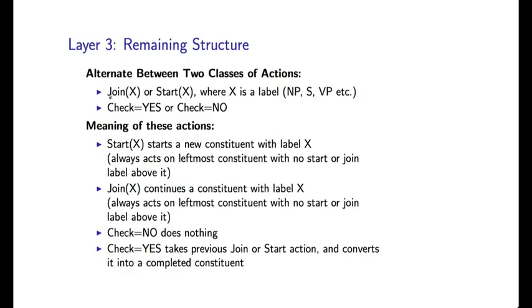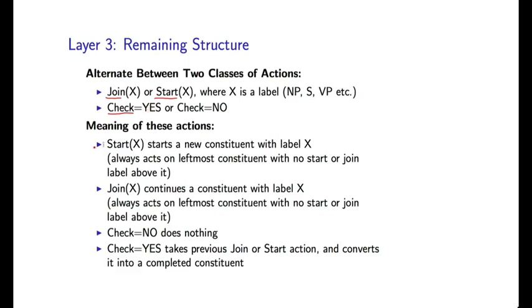So the decisions we'll see are join or start or check. And so we're going to alternate between two classes of actions. First, we'll choose either join x or start x, where x is some label, for example NP, S, VP, and so on. And after each point where we've chosen join or start, we then choose check equals yes or check equals no. I'm going to illustrate this with our example tree over the next few slides, so this will at first appear rather abstract, but hopefully as I go through the example things will become more clear.